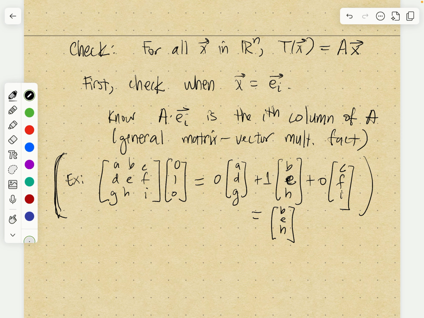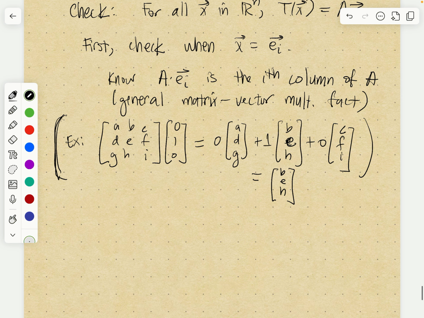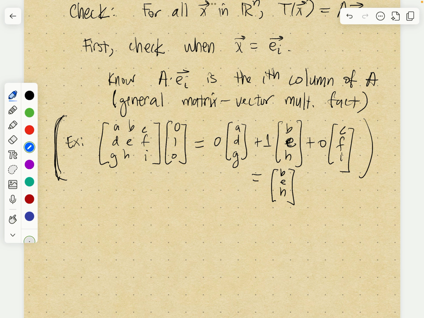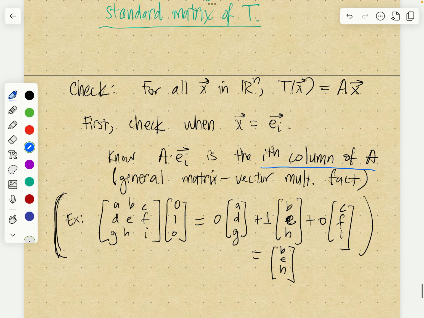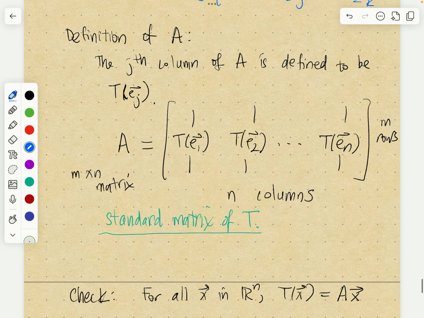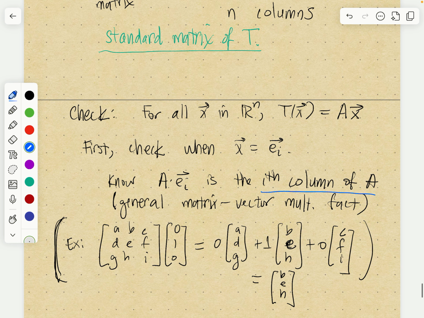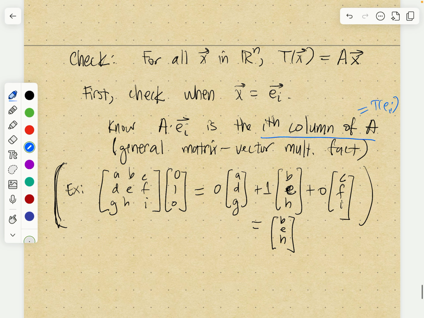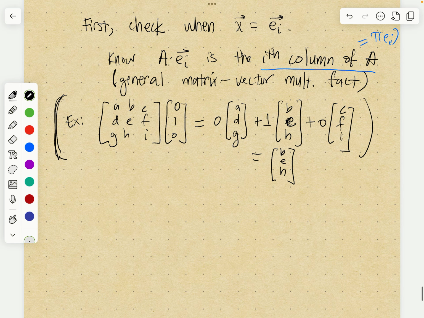And in general, it's true that if you have an m by n matrix and you multiply by e_i, you just get the ith column of A. Well, what's the ith column of A? By the way we constructed A, the ith column of A is T of e_i. That's how we came up with the matrix A. So this is going to be T of e_i. And so therefore, A times e_i is in fact equal to T of e_i.